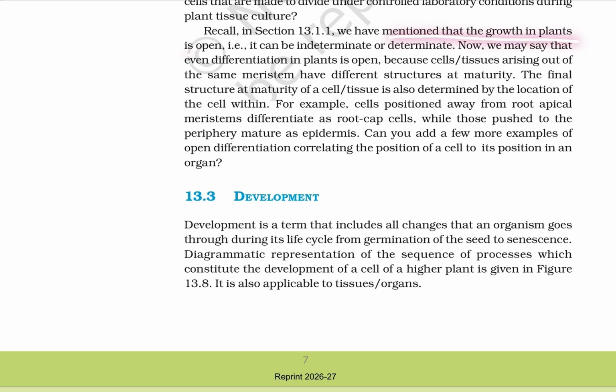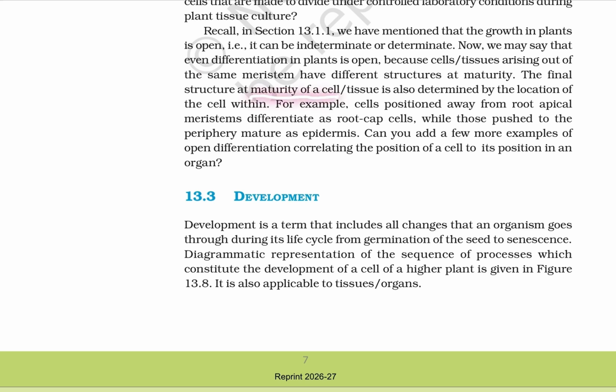We have mentioned that the growth in plants is open. It can be indeterminate or determinate. Now we may say that even differentiation in plants is open, because cells and tissues arising out of the same meristems have different structures at maturity.